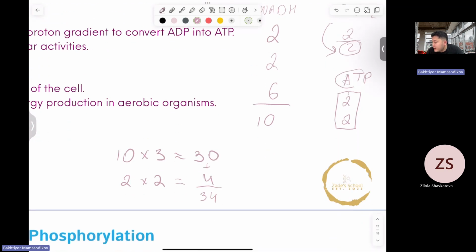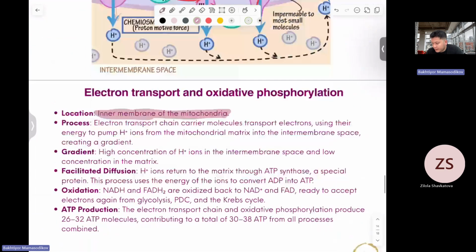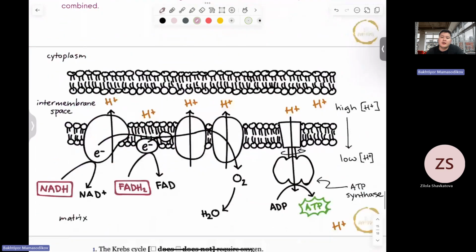And we also generated ATP molecules in the Krebs cycle, and in glycolysis we also produced ATP. If I add 4, that will be 38. So totally 38 ATP molecules are made in this process. Okay, you should know about it. Totally 38 we are making.